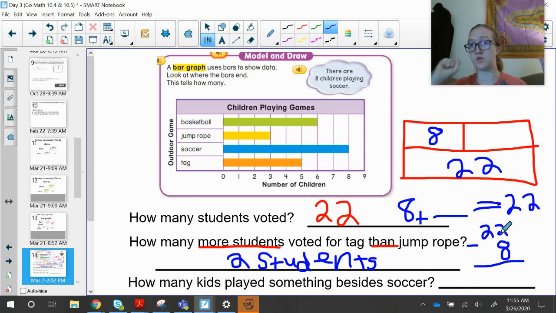I'm going to go 22, 21, 20, 19, 18, 17, 16, 15, 14, because that's 8. Then 14 would be my answer. Do it in a different color so you can see. 14 students played something besides soccer. So there you go. That is our I do. So for your other questions, I want you to think about what the story problem is saying and what the question is actually asking you.